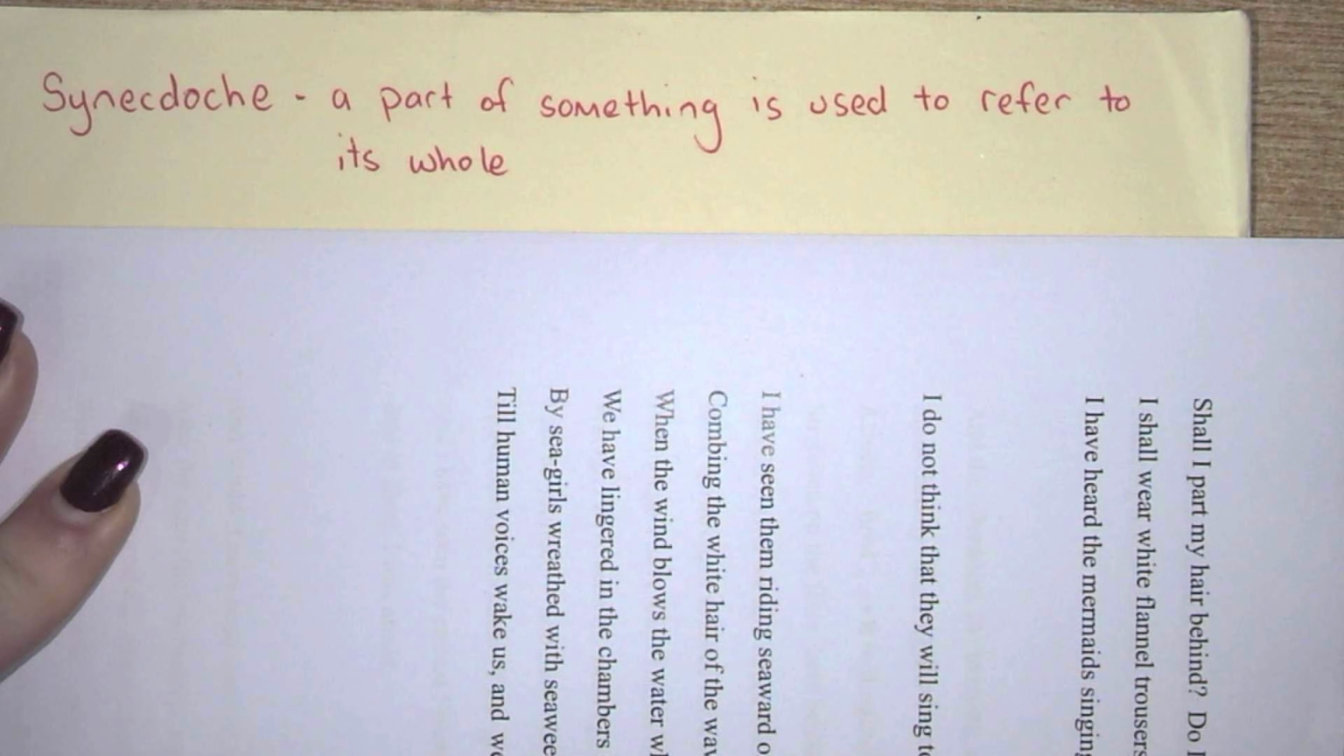Alright, you may have heard of this technique before. It's synecdoche. And it is a technique that Eliot uses quite a bit in his poetry, and what it means is when a part of something is used to refer to its whole. Now I'll give you an example so that you understand.